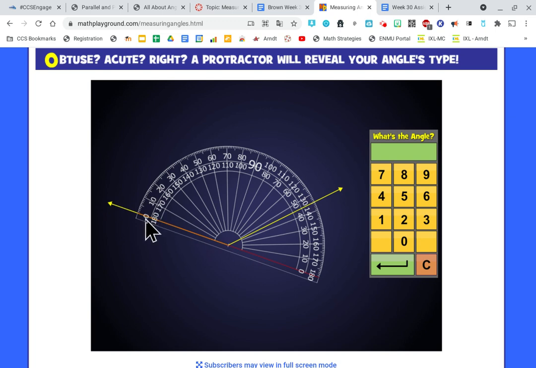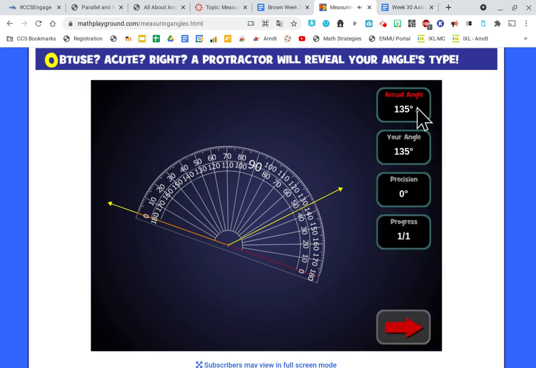Well, when we start counting, guys, it'll be like 0, 1, 2, 3, 4, 5. Since this is my starting point and 0 is on the outside row of numbers, I would need to use the outside row. So that's 0, 10, 20, 30, 40, 50, 60, 70, 80, 90, 100, 110, 120, 130. And then if I look, that's 135. So this angle measures 135 degrees. If you're off by a degree or two, it's okay. All right. And then you press enter, and then it'll tell you whether you're right or not.